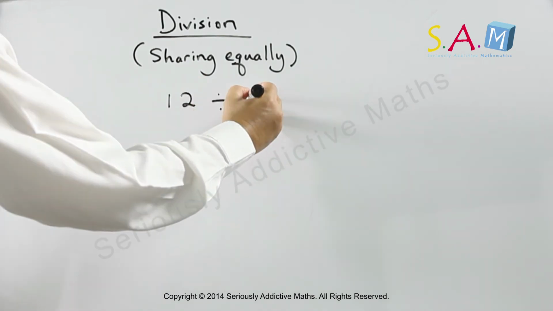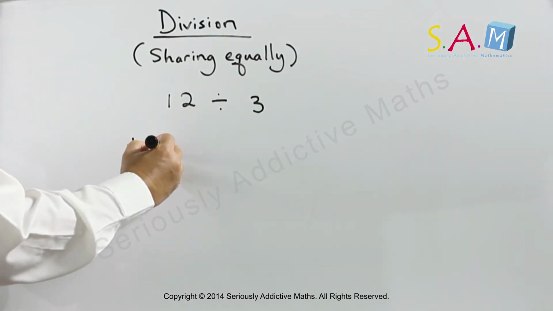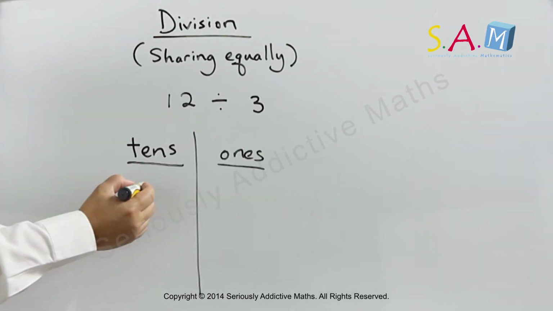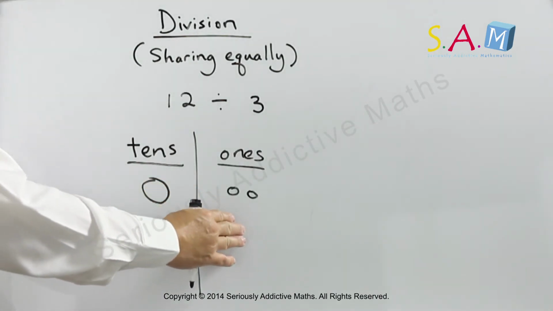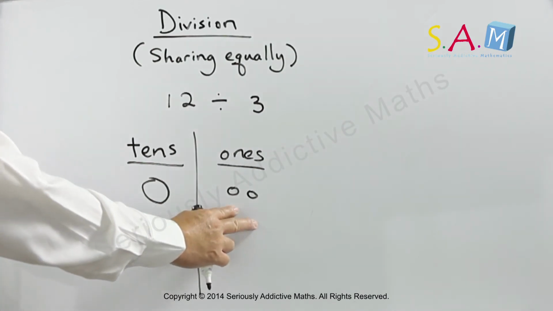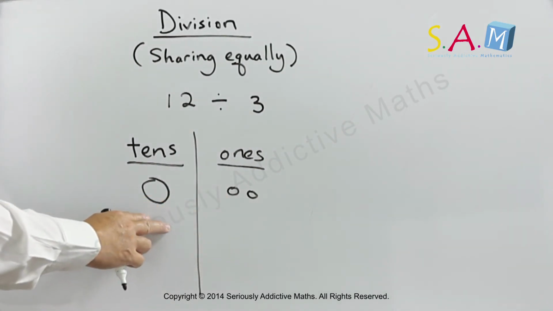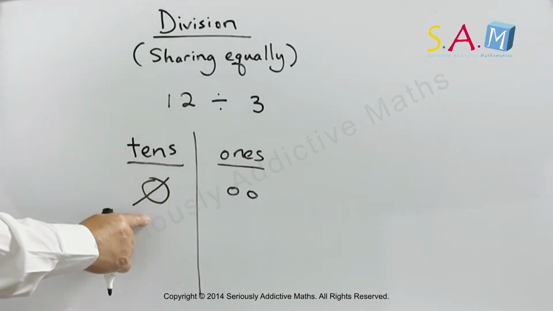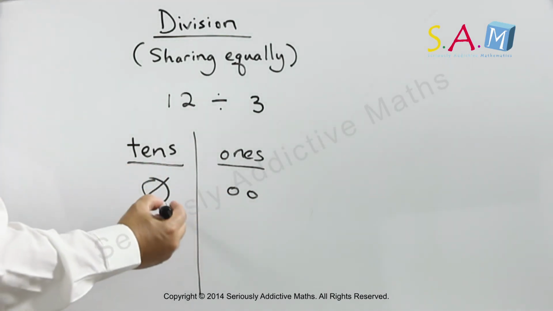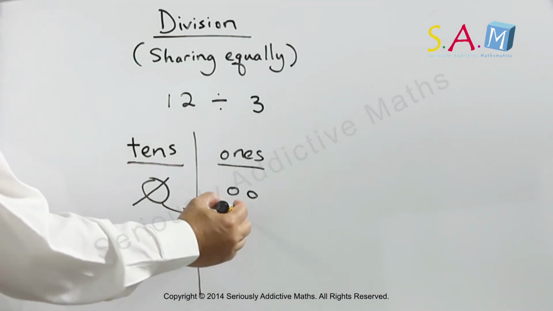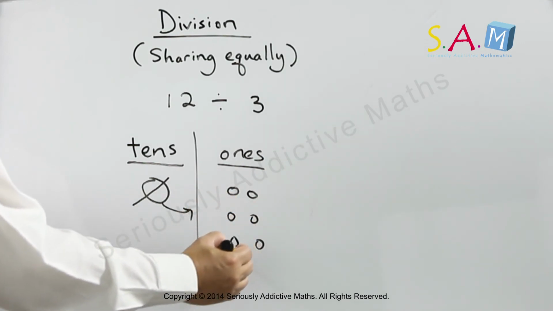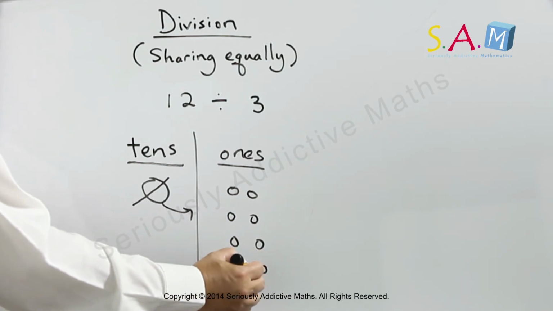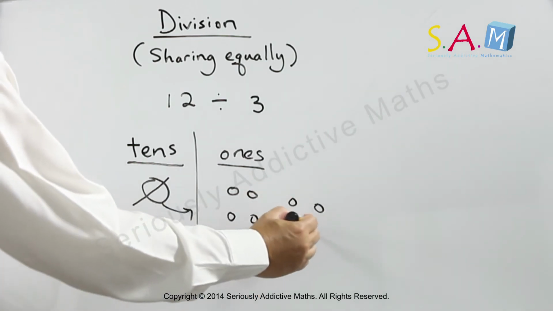Divided by 3. Using place values, tens and ones: 1 ten and 2 ones. If I were to divide this by 3, I can't because there's not enough. So I have to convert or rename the ten into ones. So this goes over here: 1, 2, 3, 4, 5, 6, 7, 8, 9, 10.